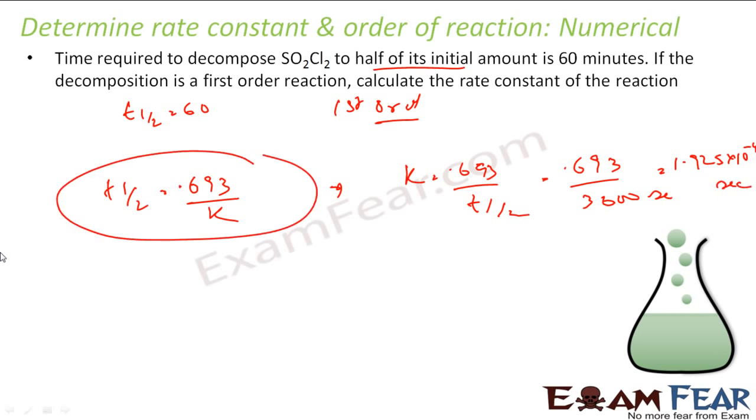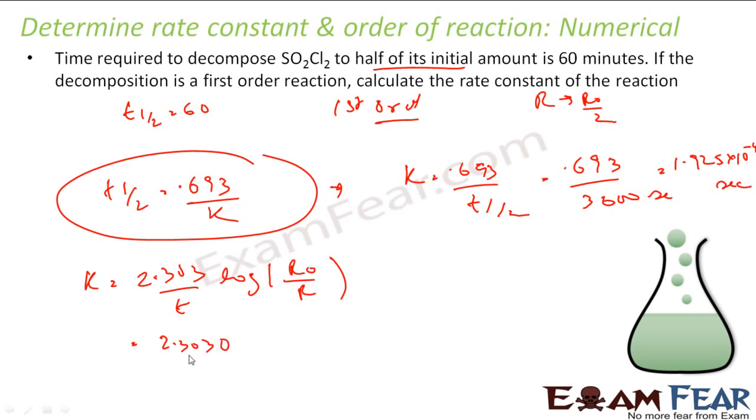If you don't know this formula, and you know only the golden formula, that is K is nothing but 2.303 by T log of R naught by R, then also it's okay. In this case, the concentration is half, that means R becomes R naught by 2. So let's put R as R naught by 2 and T as 60. This is 2.303 by 60 log of R naught by R naught by 2. If you solve this, it actually becomes log 2, correct?